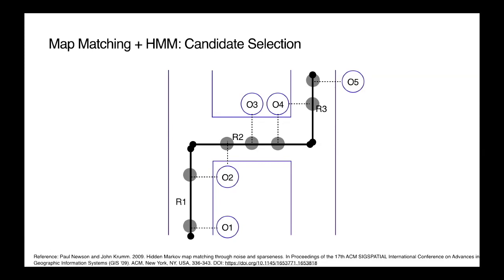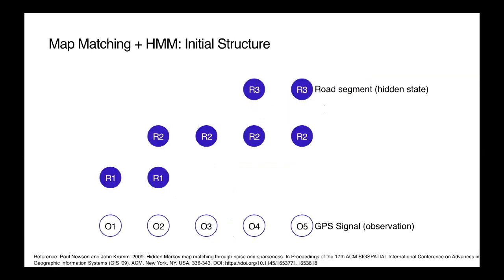With this, we can start setting up our hidden Markov model. So all the GPS signals will be the observations in our hidden Markov model. All the candidate road segments that we picked in the previous step would be the hidden states corresponding to every GPS signal. It's important to note that one single observation can have multiple candidates, can have multiple hidden states, because at this point, we don't know the most probable hidden state corresponding to one observation. We're just building up the structure for our hidden Markov model. So everything's good so far. We have observations, we have hidden states.